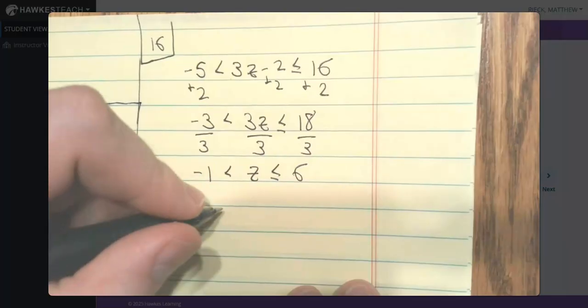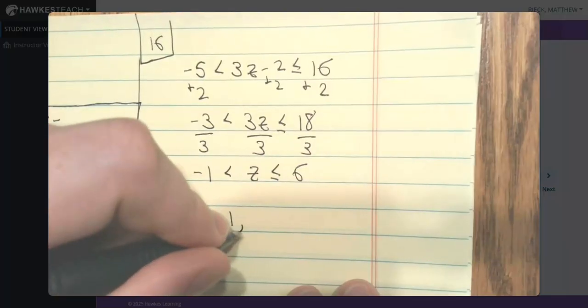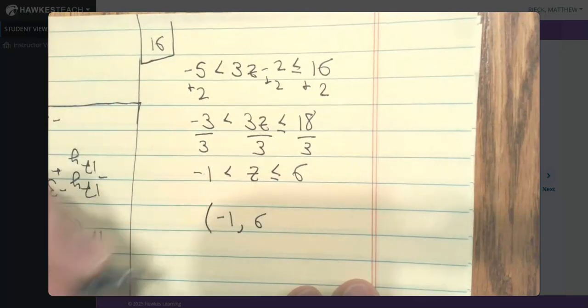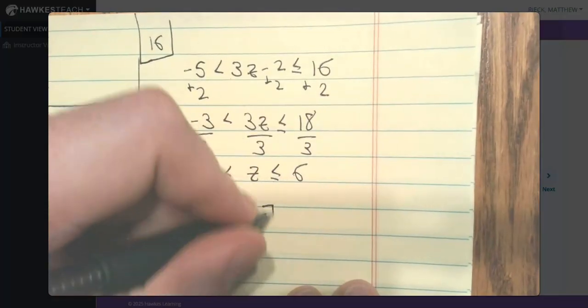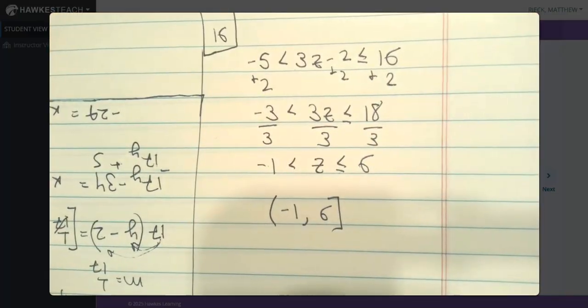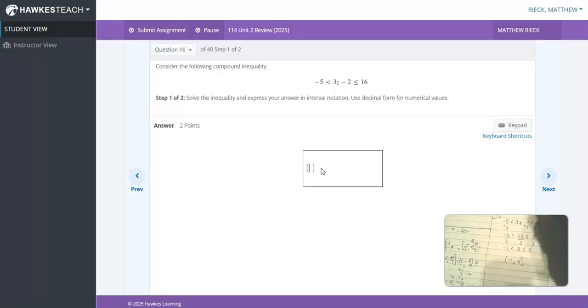And again, it does say it wants us in interval notation. So again, the smallest number that it can be is -1. It can go all the way up to 6. And again, since this is a strict inequality, we're going to use parentheses there. But since it can equal 6, we're going to use brackets on the other endpoint. So we have parentheses, -1, comma 6.